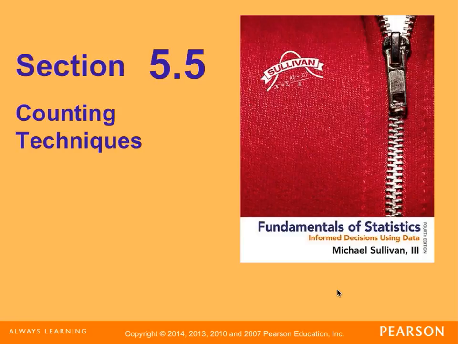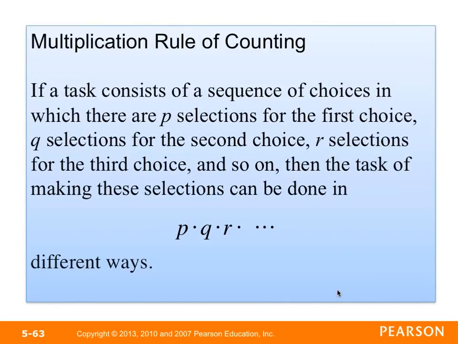Okay, section 5.5 is a little different. We talk about counting techniques. So there's a multiplication rule of counting. So if a task consists of a sequence of choices in which there are P selections for the first choice, Q selections for the second choice, and R selections for the third choice, and so on, then the task of making these selections can be done by multiplying P, Q, and R. That's going to give you the number of different ways in which the selections can be made.